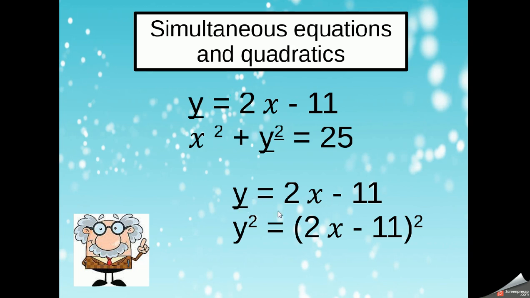So in this case, y has the value of 2x minus 11, so y squared would be 2x minus 11 times 2x minus 11, or in other words, 2x minus 11 squared. Notice how it's not 11 squared, it's 2x minus 11 squared. And that's why I've put the brackets around it, because it's easier to remember that we're squaring the whole of this expression, not just part of it. So now I've got the value of y squared, I would be able to substitute this 2x minus 11 squared into the second equation instead of the y squared, because I know that that is the value of y squared.